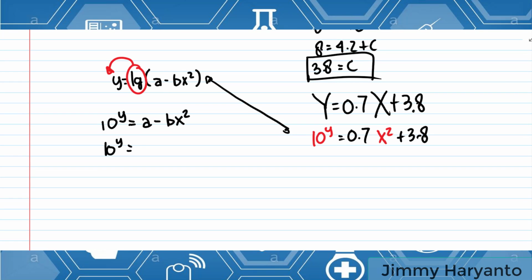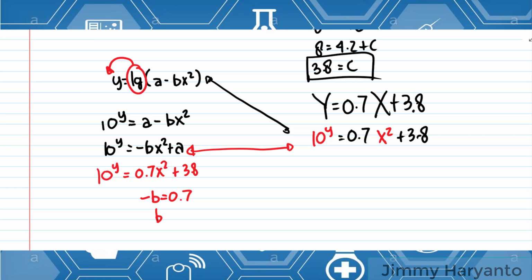10 to the power of y equals to negative bx squared plus a. And then you can compare them now. Compare them. 10 to the power of y equals to 0.7x squared plus 3.8. So the negative b will be 0.7. B equals to negative 0.7. There you go, the b. And then for the a equals to 3.8. And that is the a.